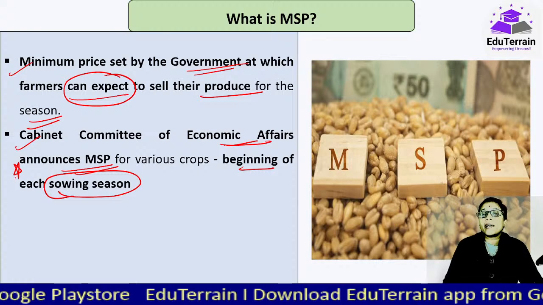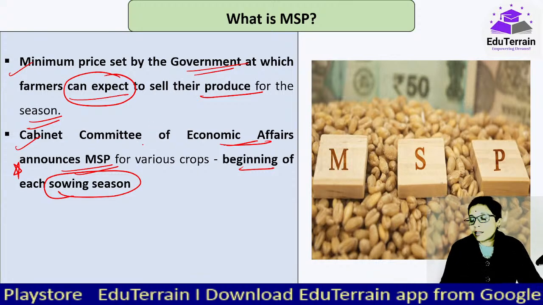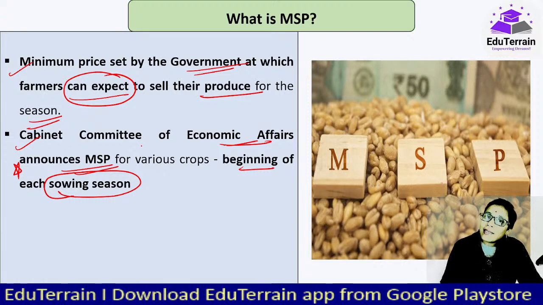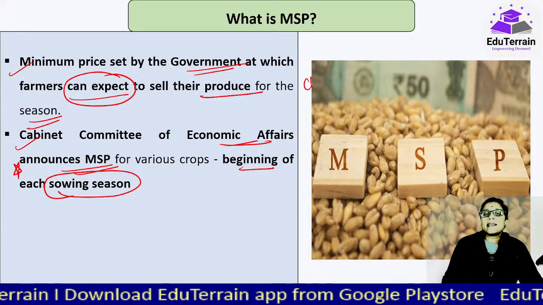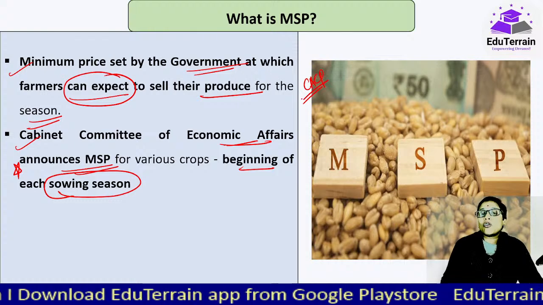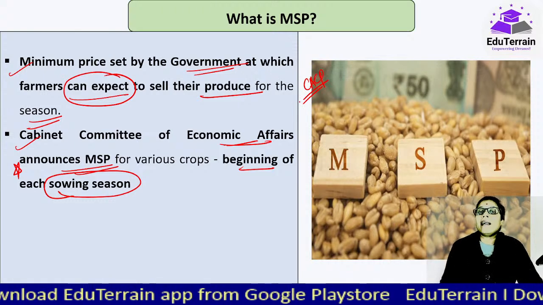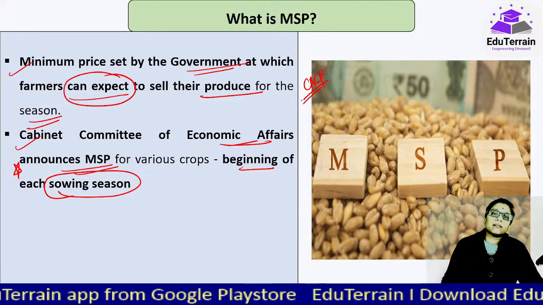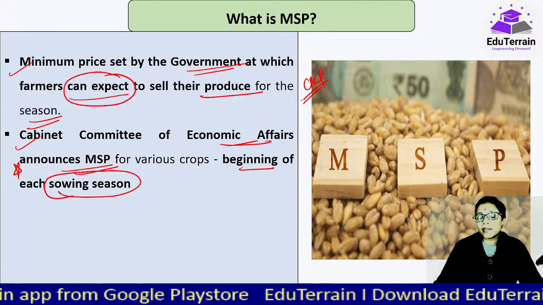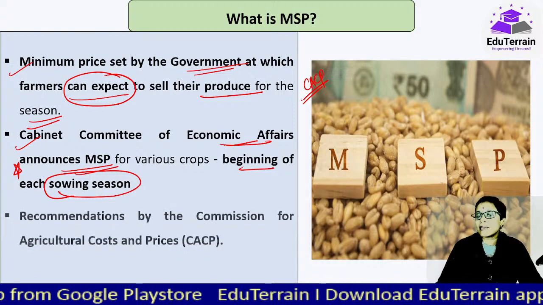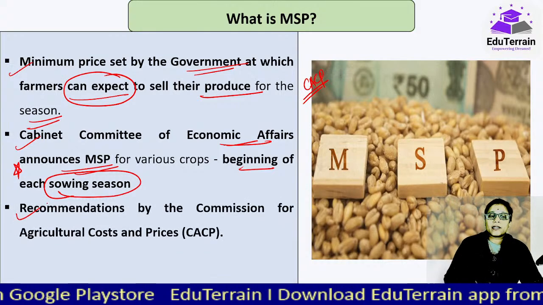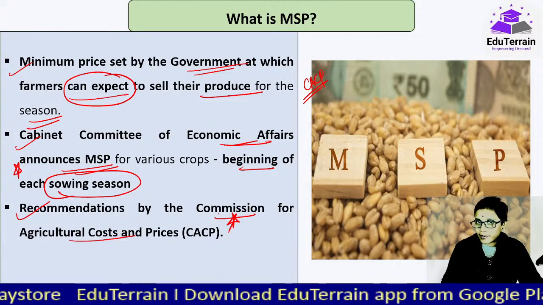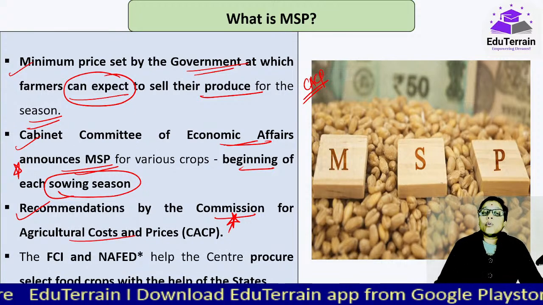Very important: this was a question asked in NABARD once. Who announces and who recommends these prices? The CACP, the Commission for Agricultural Costs and Prices, recommends the MSPs, and the CCEA, that is the central government, actually announces them. The recommendations, as I've said, are made by the Commission for Agricultural Costs and Prices. Important.